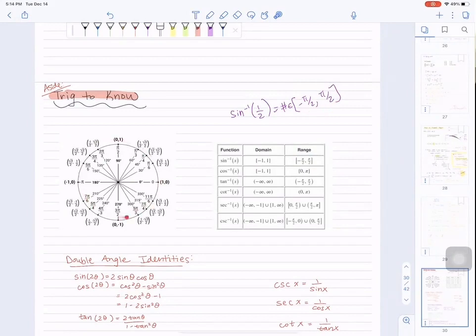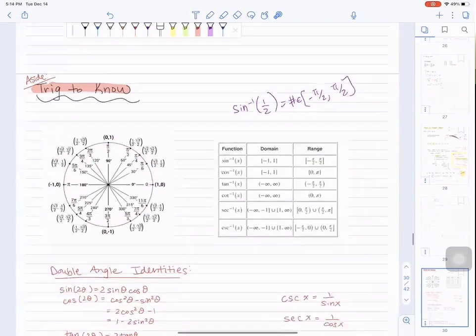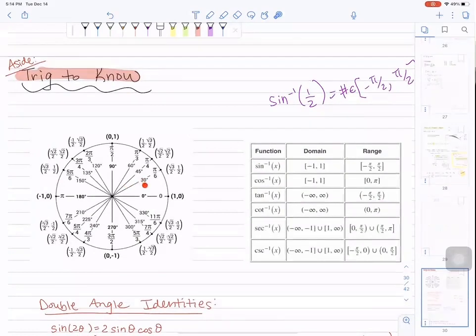So you should know the unit circle. Like if it said, what is sine of 30? Sine is always your y value. So sine of 30 is 1/2. What is cosine of 2 pi over 3? Cosine is always your x value. So we head to 2 pi over 3. What is the x value? It's -1/2.